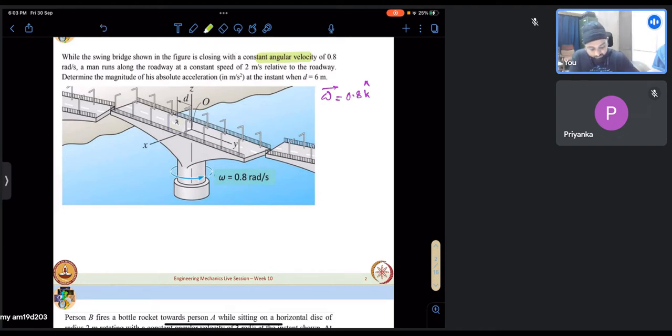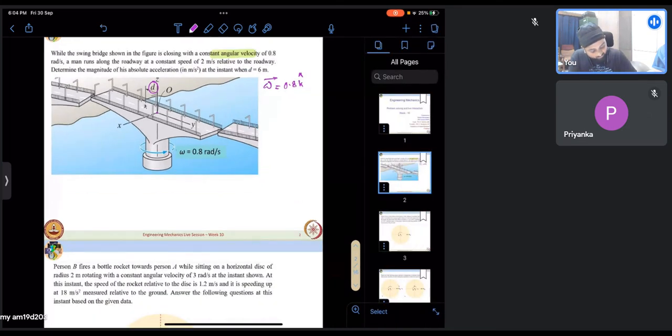So he is running away from our fictitious origin, so to speak, with a constant speed of 2 meters per second, and this is measured relative to the roadway, because any gadget or any person who is placed on that roadway is what is measuring this. So it is a relative velocity. Determine the magnitude of absolute acceleration at this instant when d is equal to 6 meters. So d is the distance of this man from our fictitious origin. So let us try to solve this.